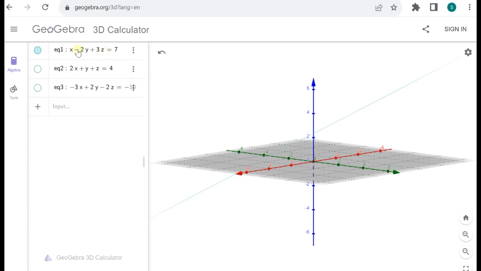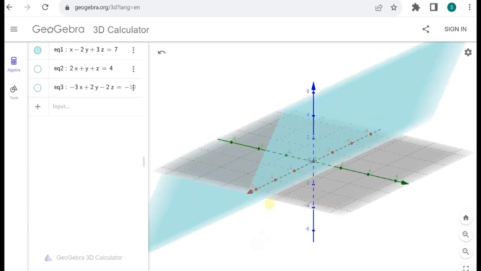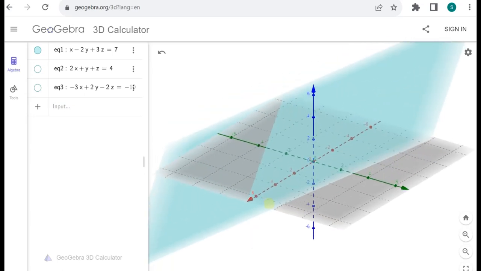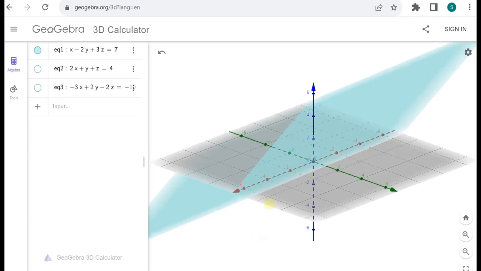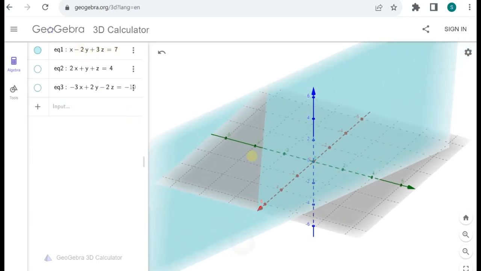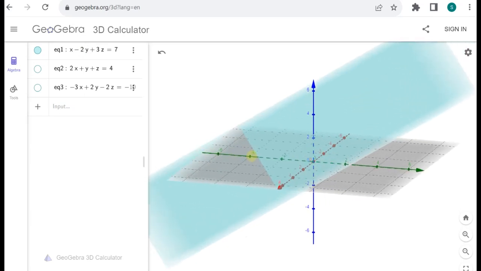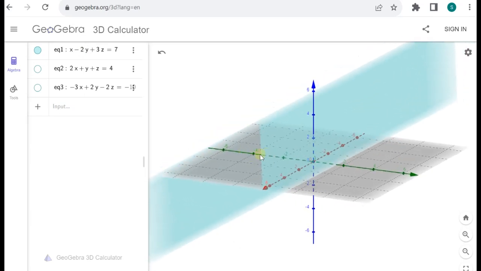And when x and y are 0, z is 7/3. 7/3 is 2 1/3, and this is the point right up here on the blue axis. See, it's 2 1/3. And what about the y? Well, looks like the y is negative, isn't it? When z is 0, x is 0, y is negative 7/2, negative 3.5, and that's what this point is. This is negative 3.5 right there.